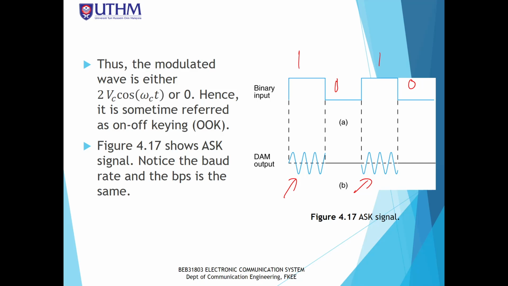Okay, so you see that for input logic 1 there will be a waveform, and for input logic 0 there is nothing. Input logic 1 has a waveform and input logic 0 has nothing. So you see that the waveform looks like on and off, on off and so on. So ASK is also called OOK, or on-off keying. Okay, another name for ASK is on-off keying.